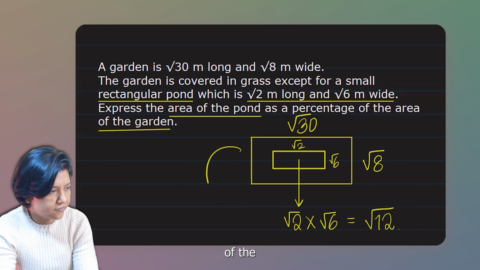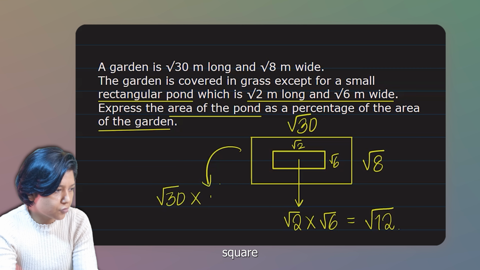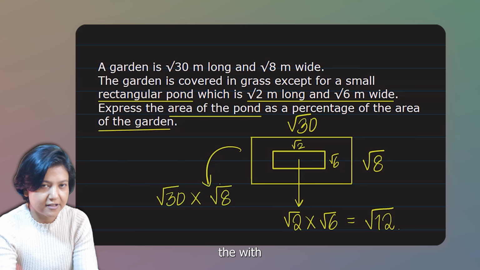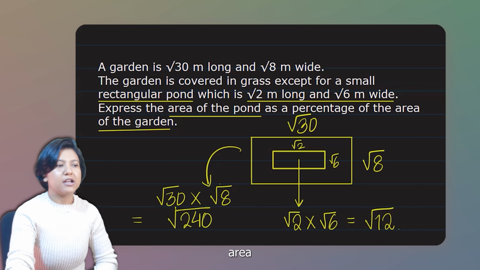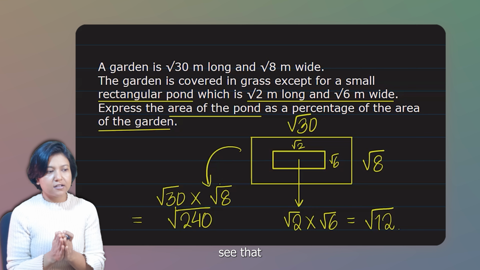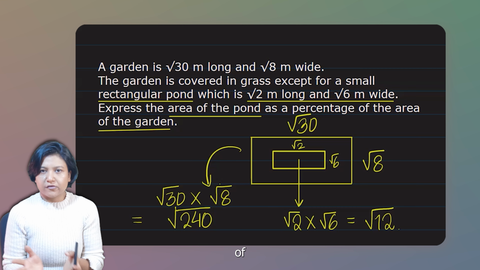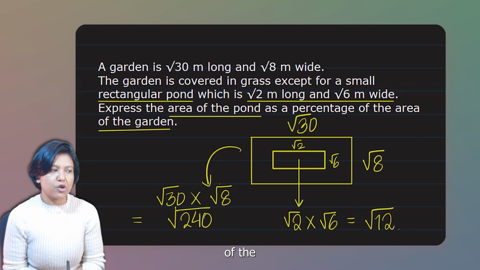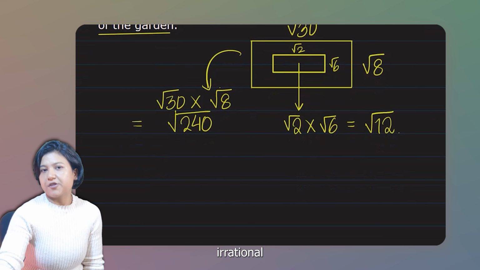Whereas the area of the garden itself will be length times width. So square root of 30 is the length, square root of 8 is the width. So 30 into 8 is 240. That is the area of the garden. Very important, you see that the garden is bigger than the pond. So what we are doing is finding the area of the pond as a percentage of the area of the garden. Please note that your values are irrational values.